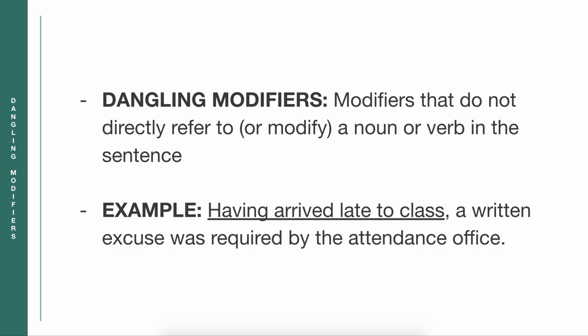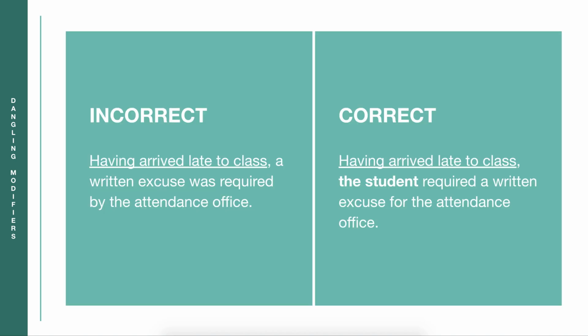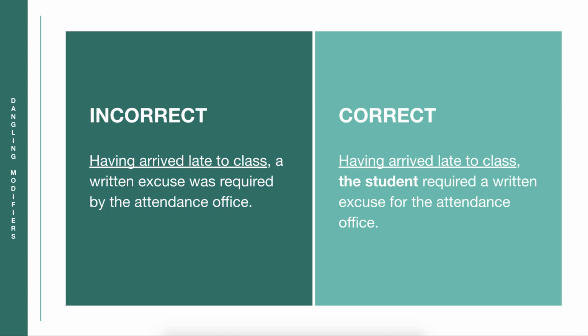Now we're going to jump into the incorrect and correct examples here so that we can look at this in more detail. Our incorrect option here says, having arrived late to class, a written excuse was required by the attendance office. Now the problem here is we have that underlined modifier at the beginning of the sentence, but that underlined modifier doesn't directly refer to anything. And I think it's going to be easiest to see this problem once you see the corrected sentence, and then we'll come back to the incorrect sentence.